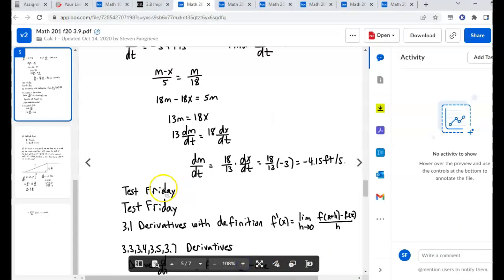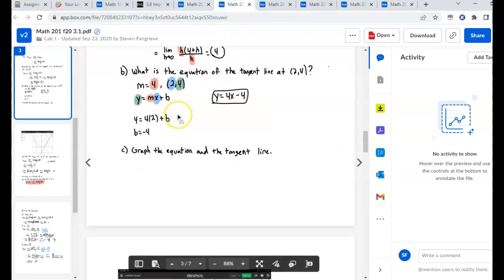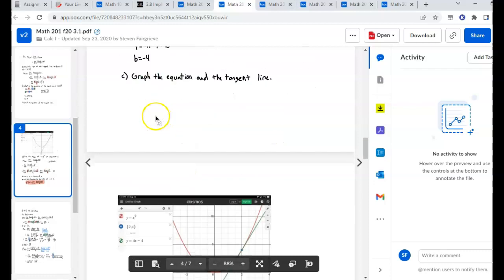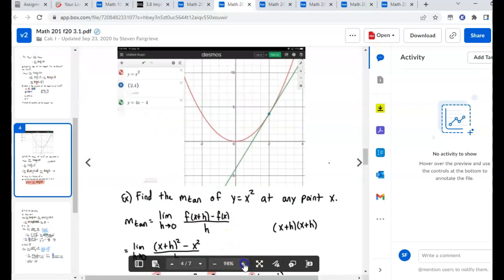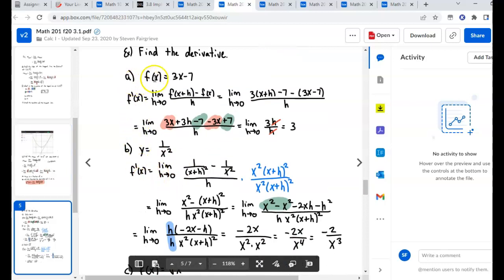First things first, we talked about derivatives using the limit definition. So if you go back to your notes for 3.1, we did various examples where we found derivatives. Here we did the derivative of 3x minus 7. So limit definition means you're starting the problem out like this, very much like the problems you've submitted or did the work and submitted online for me to grade.